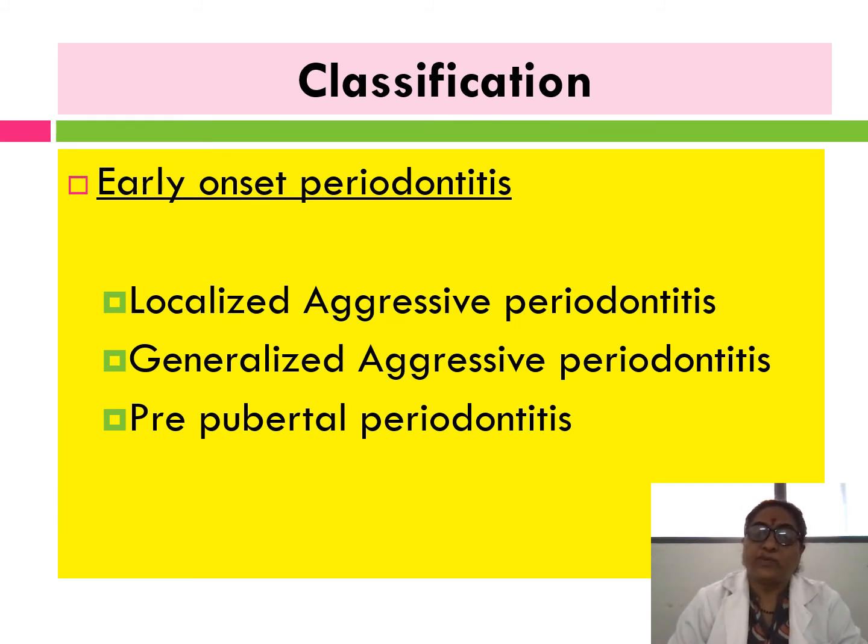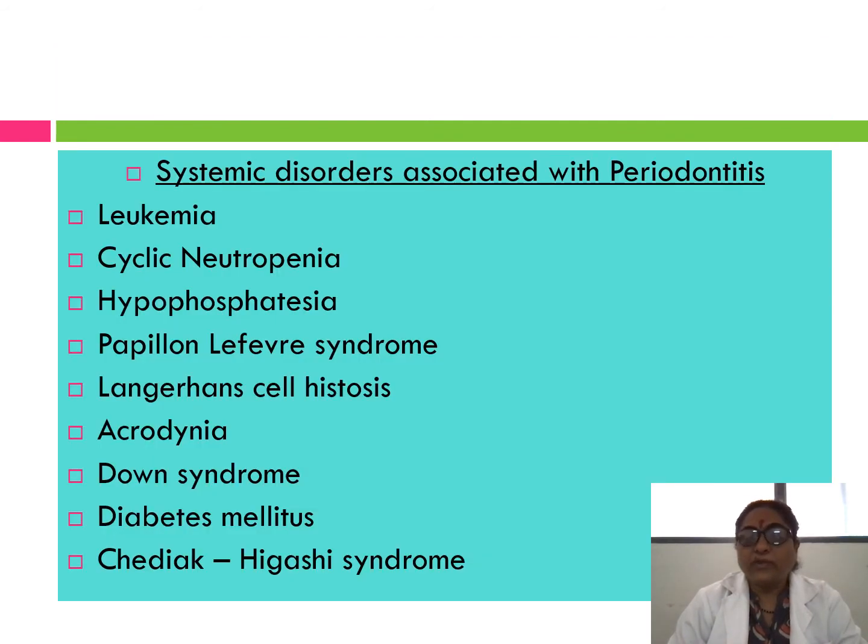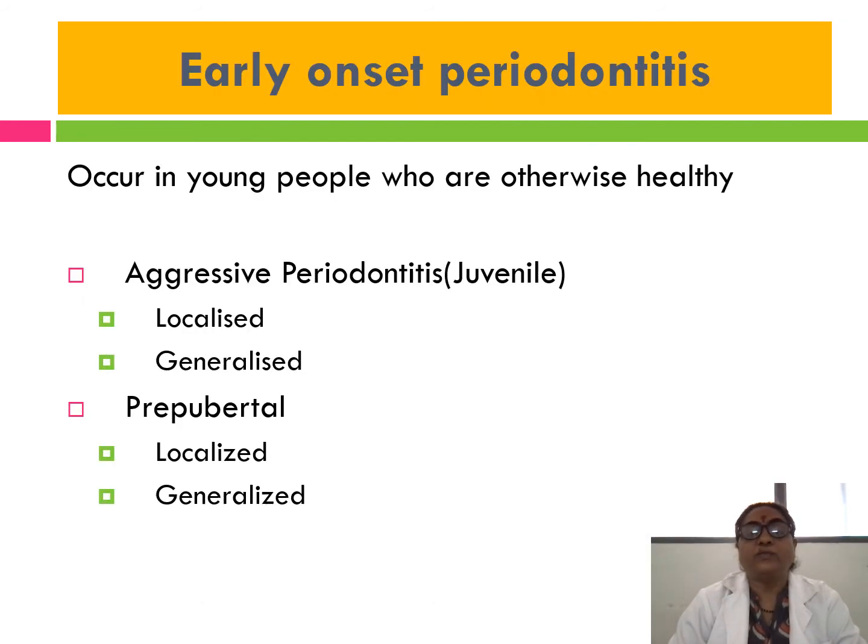We have early onset periodontitis, which is classified into three types: localized aggressive periodontitis, generalized aggressive periodontitis, and pre-pubertal periodontitis. Systemic disorders associated with periodontitis include leukemia, cyclic neutropenia, hypophosphatasia, different kinds of syndromes, Down syndrome, and diabetes mellitus. Early onset periodontitis is of two types, aggressive and pre-pubertal. Aggressive is localized and generalized. Pre-pubertal is generalized and localized.